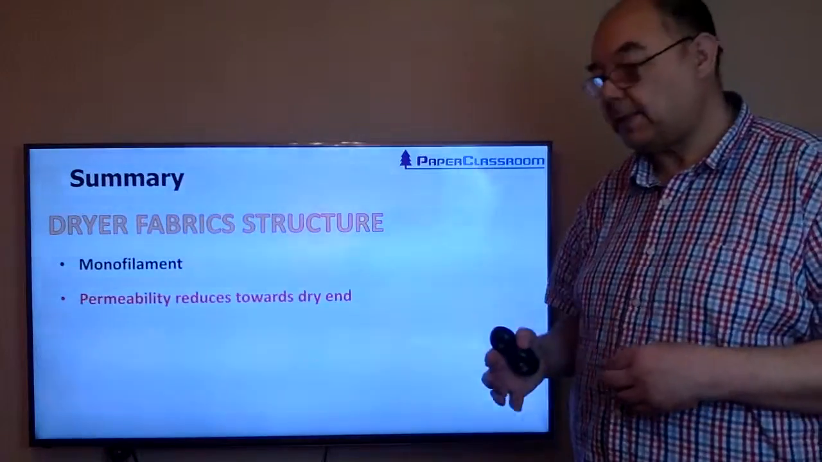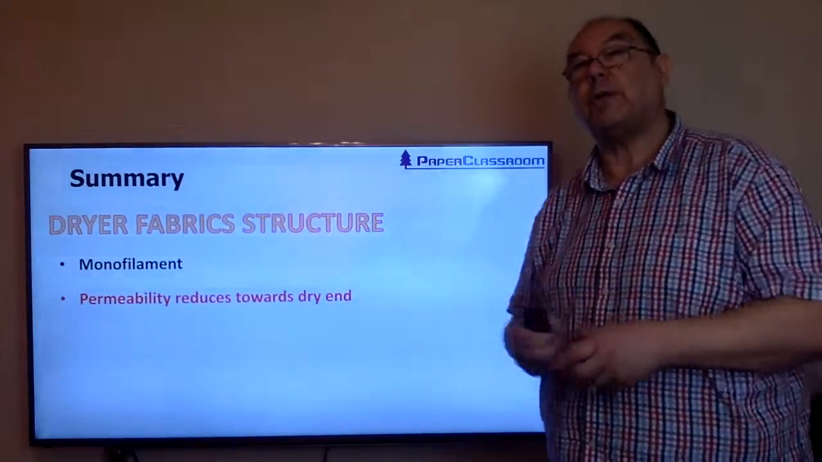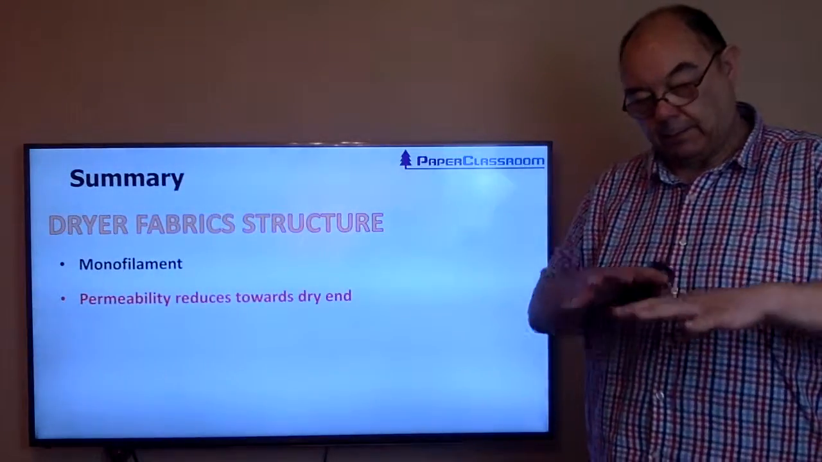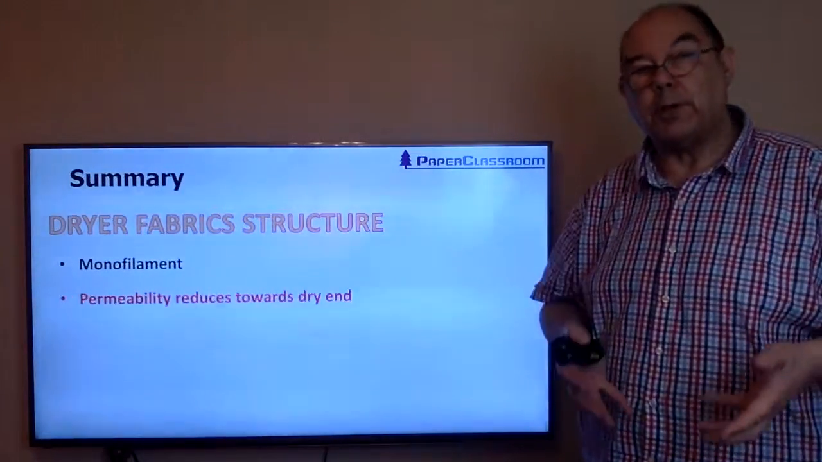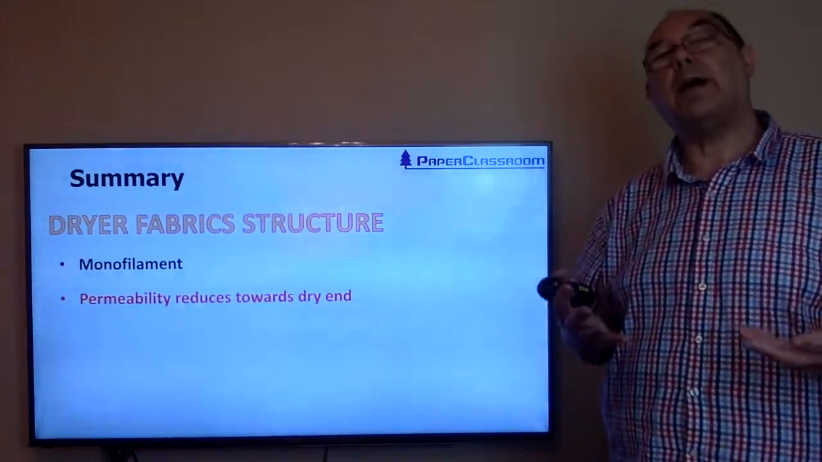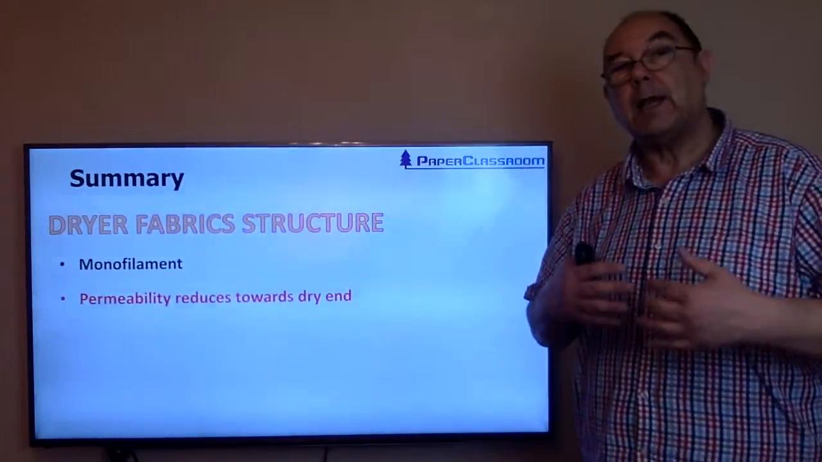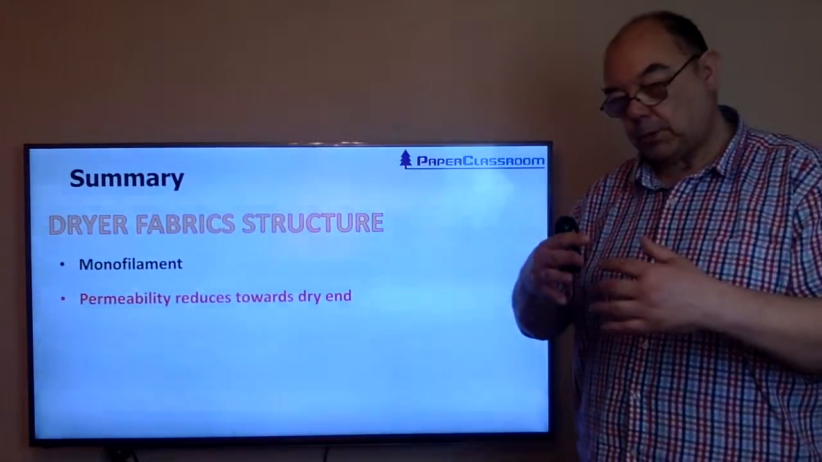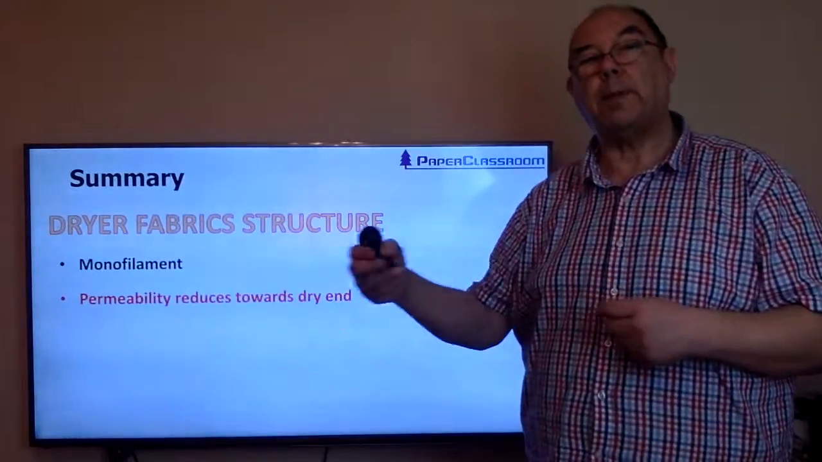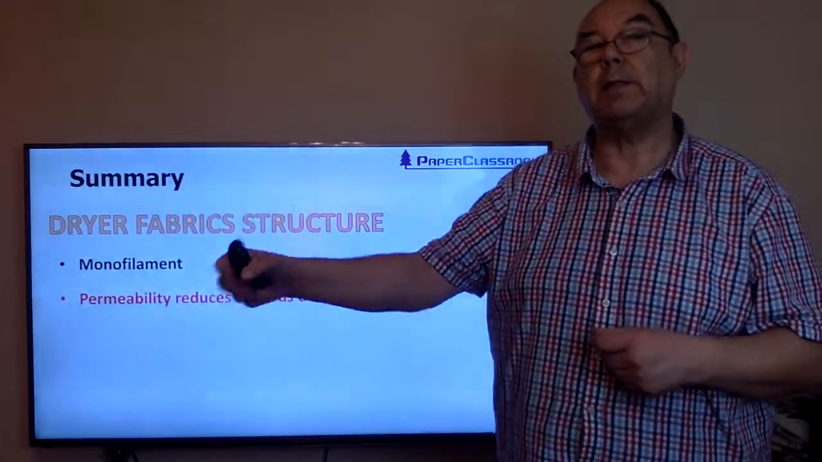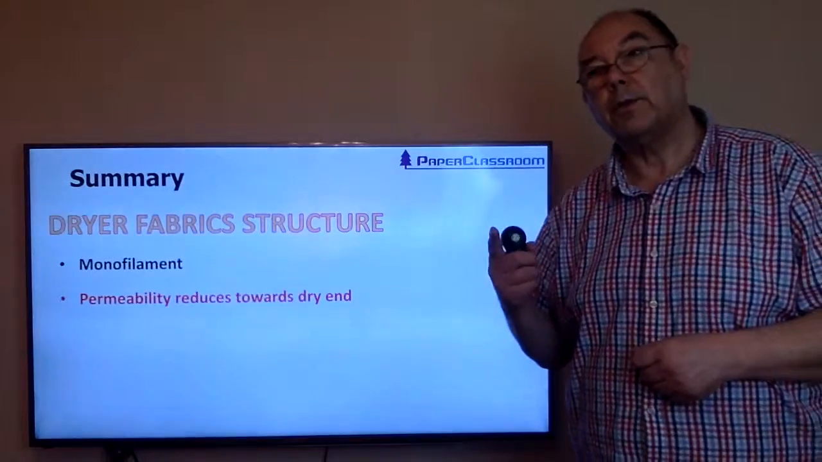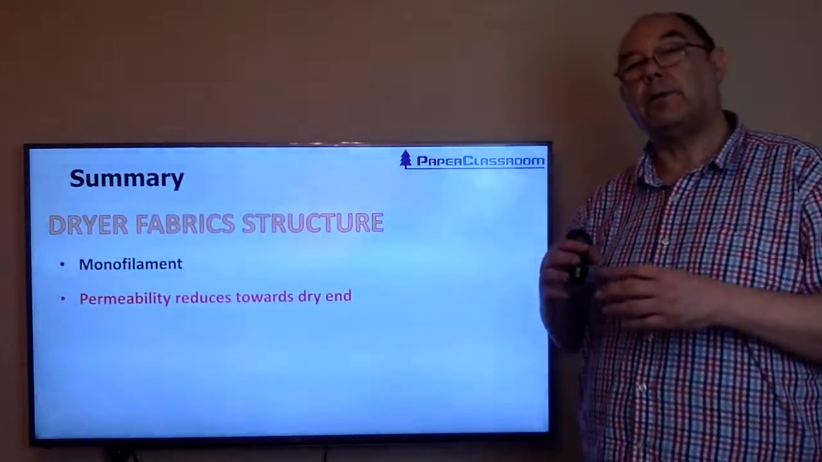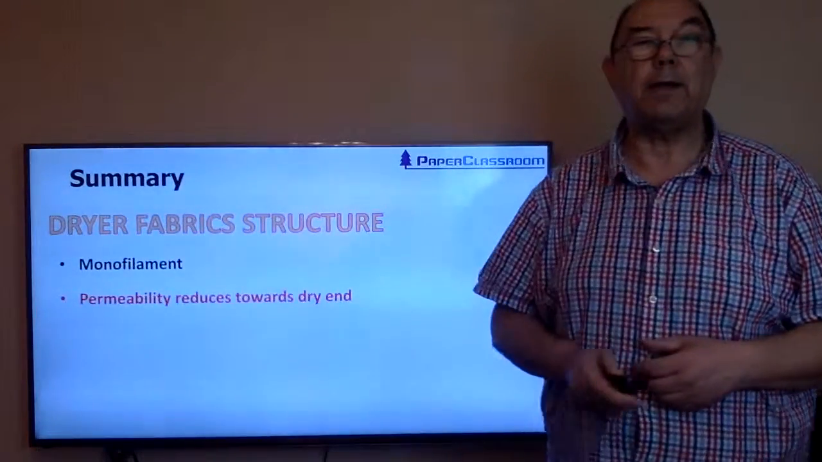The permeability of dry fabrics tends to reduce as you go down the paper machine. So at the wet end of the dry section, you have very open, permeable fabrics, so you can encourage evaporation, but large fibres will tend to mark the sheet. As you progress down the machine, then you use different dry fabrics with different permeabilities, and you tend to reduce the permeability. One reason being there's little moisture left to evaporate, and the less permeable it is, then the less sheet marking you'll get.